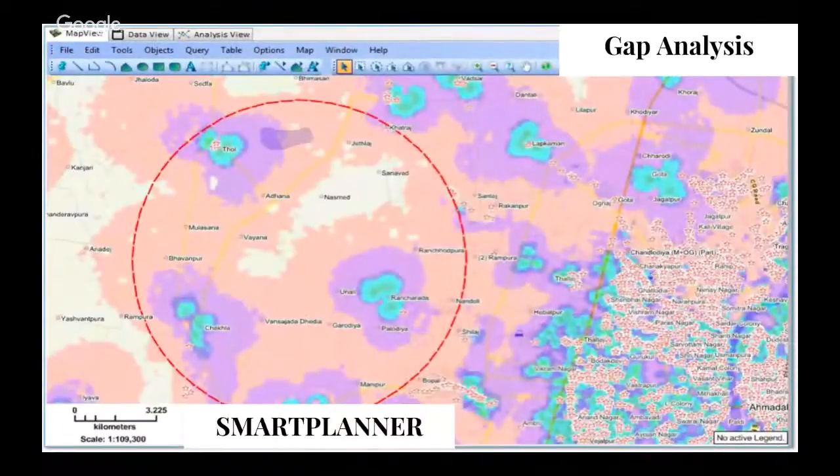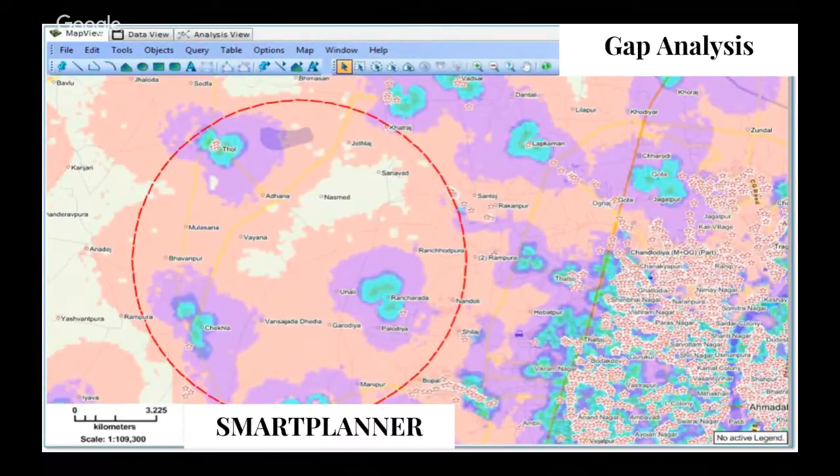I'm on a different screen now, which shows you how, using Google Maps, you can do gap analysis. The screen helps you understand: the red stars, small dots, show the actual points of sale which we have plotted on the map. On the left-hand side, you can see a big circle where the density of points of sale is very low.